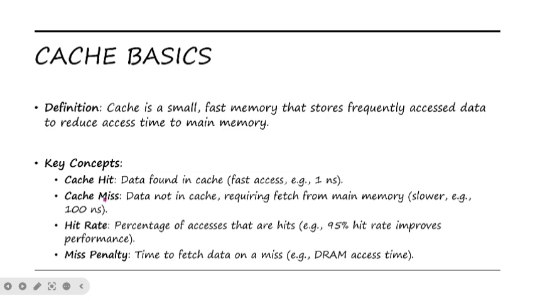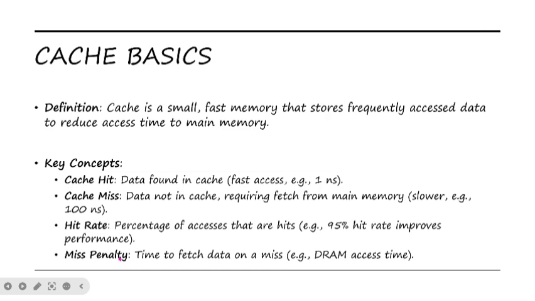Example is 100 nanoseconds for the cache memory. With a miss, the data is not in the cache and must be fetched from slower main memory. And we're moving on to the hit rate. The hit rate is how often data is found in the cache. Higher is better, like 95%.